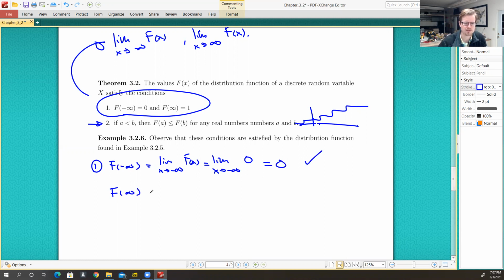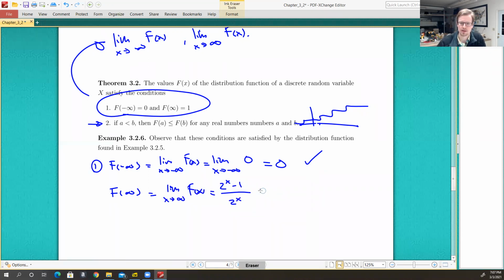And f of positive infinity is the limit as x goes to positive infinity of f of x. And in this case, we keep exactly the function definition, 2 to the x minus 1 divided by 2 to the x. And of course, maybe you want to use L'Hopital's rule here, or maybe you want to look at the ratios or whatever, lots of different ways to evaluate what this limit is.